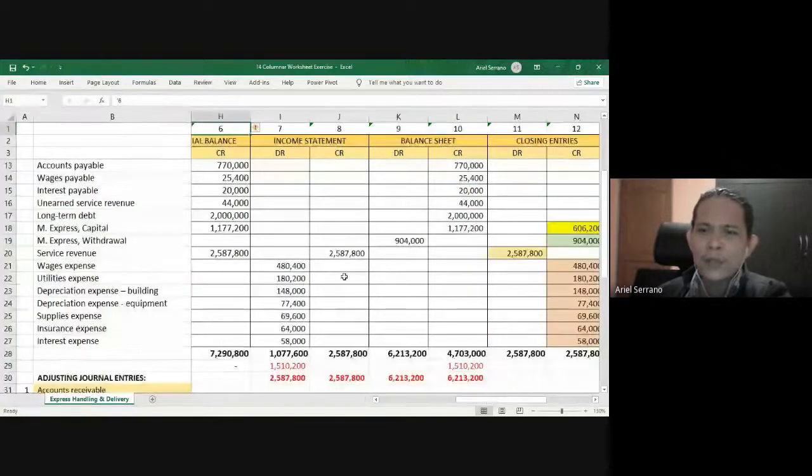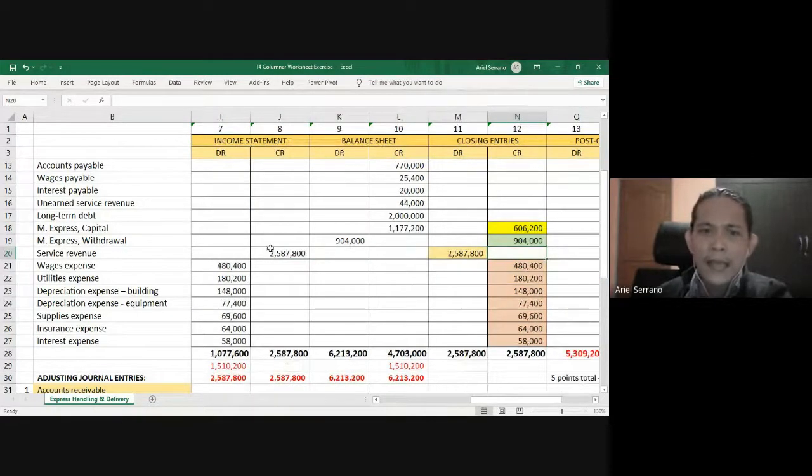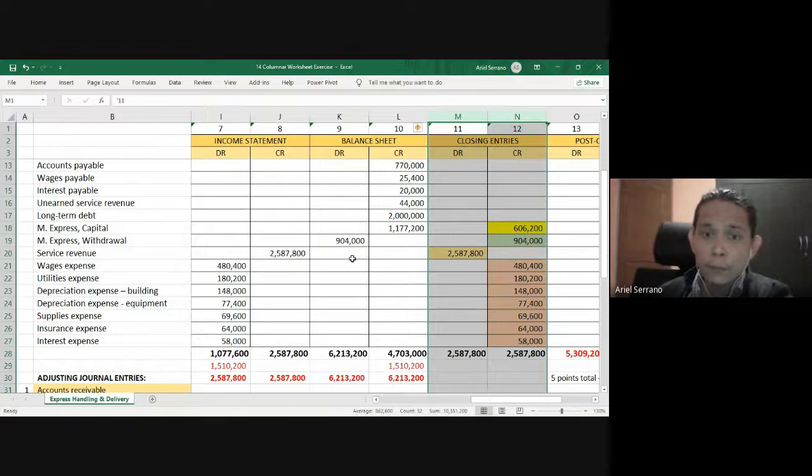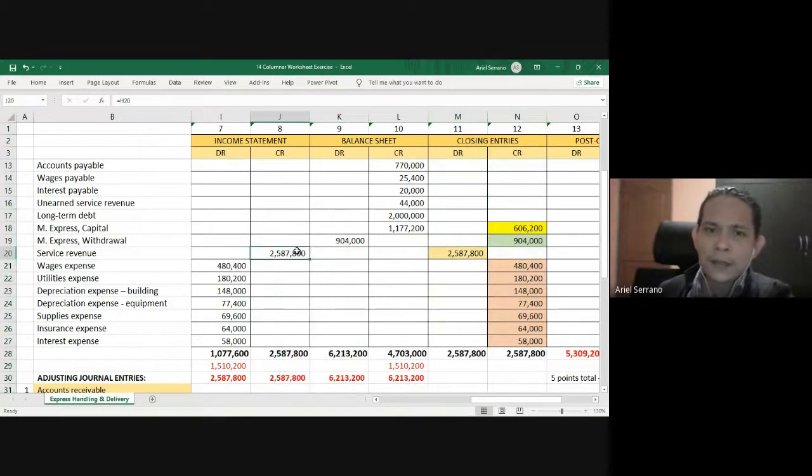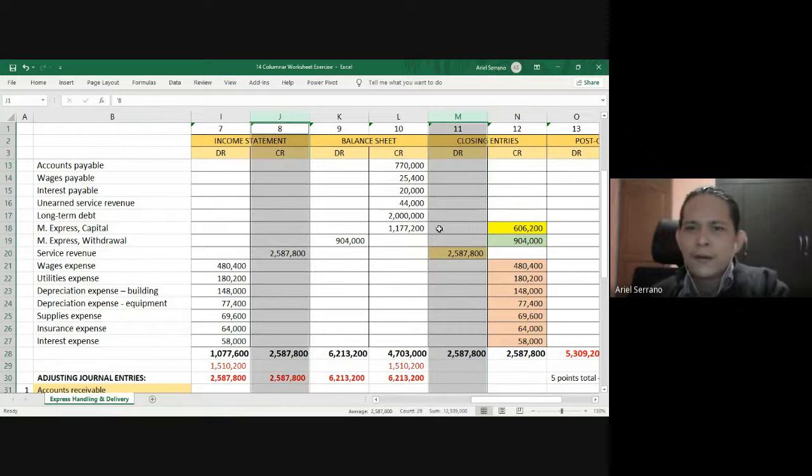Okay? How do we do that? If we have 2,587,800 here on the credit side, for us to close it, we will put it as a debit in your closing entries column so that it will offset. There is a credit here in your income statement. There is a debit on your closing entry. Once we add these two, there will be a zero offsetting of the balances.